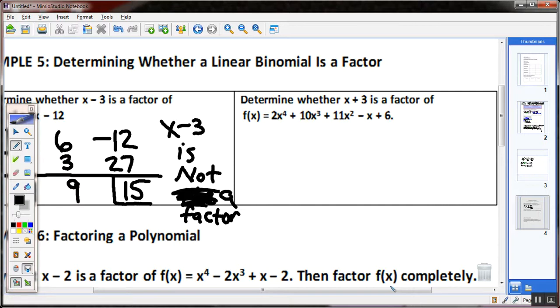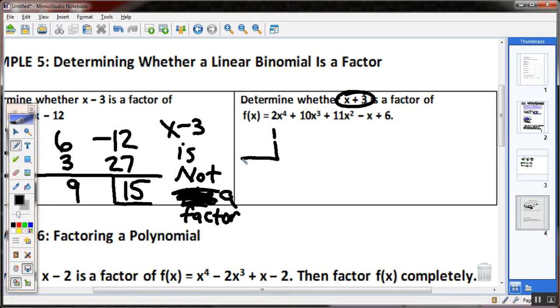Yes. Yes, the what? It is a factor. Let's write this down. What's the k value I'm going to put up here, guys? If I'm checking to see if x plus 3 is a factor, what do I throw up in here for k? What value do I put in for my k?